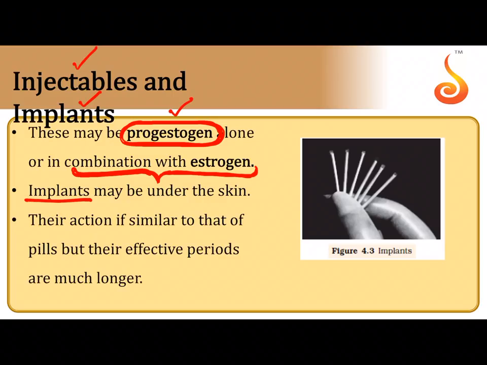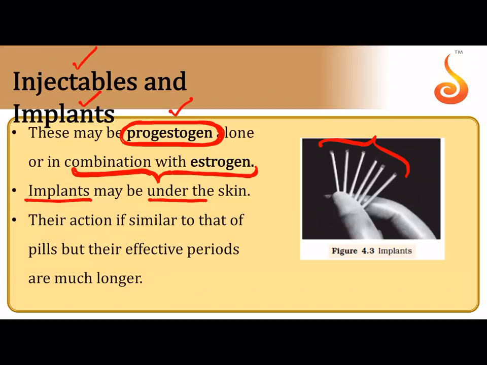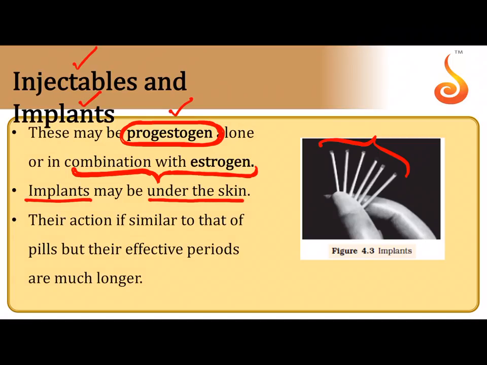Now see implants. See how these matchstick sized implants are there. 6 matchstick sized capsules, and they are surgically implanted. A small incision is made in the skin, in the upper arm, above the elbow, on the inner side of the upper arm. And there these 6 matchstick sized capsules are implanted underneath the skin, and the incision is sutured. They are very, very long lasting. Once it is implanted under the skin, there is no need for the female to remember.